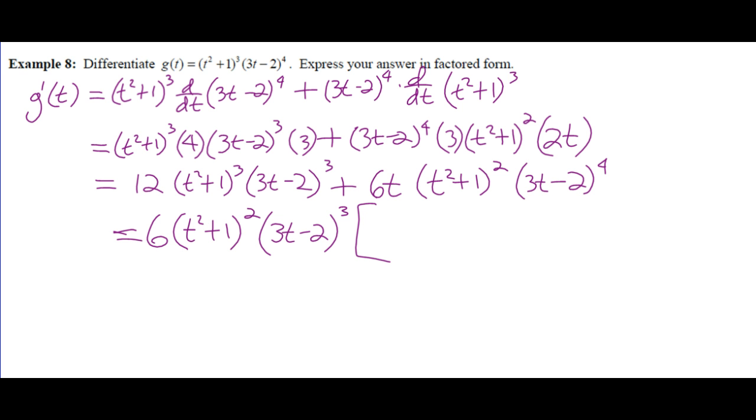Okay, so what's left? What do I need to get a 12 here? So I've got a 6, I'm going to need a 2, right? What do I need to get (t squared plus 1) cubed? I'm going to need (t squared plus 1) to the 1. What do I need to get the cubed? I've already got that, so I'm good, right? Then plus, okay, what do I need to get a 6t? Make sure your t's are distinguishable from your plus signs. Right? That's why my t's always have a little tail curling up. I've already got the squared. I need a fourth power here, so I'm going to go (3t minus 2) to the 1.